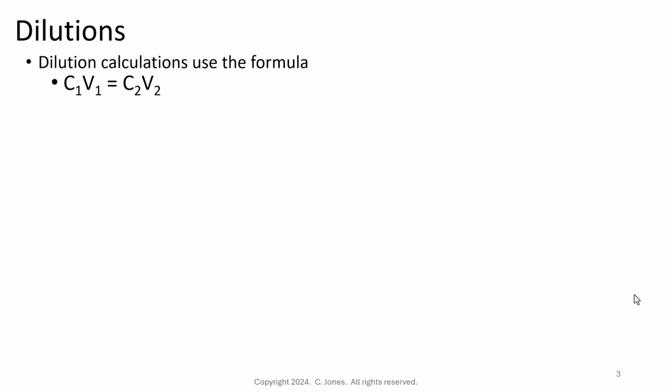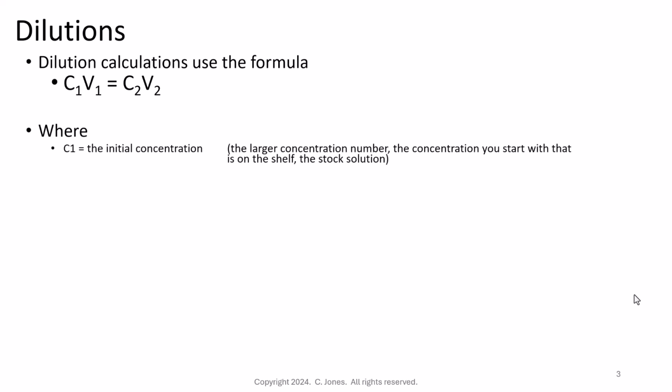Let's look at what these mean. C1 is the initial concentration, the starting concentration. It is the larger concentration in the problem. If you have two concentrations, the bigger value is going to be C1. This is the concentration that you are starting with, and you use it to prepare a more dilute solution. C1 is also the concentration of the stock solution. So it's the bigger number. You just compare the two concentration values and say which is bigger. The bigger one is C1.